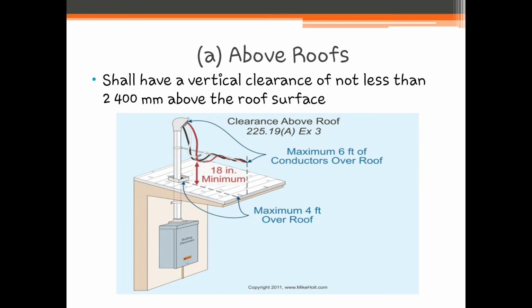So this picture guys kay gikan ni siya sa National Electrical Code, and from here edge sa atong roof padulong dire sa mast kay dapat at least maximum of 4 feet over roof. And from here we can see that 18-inch minimum and maximum of 6 feet of conductors over roof.